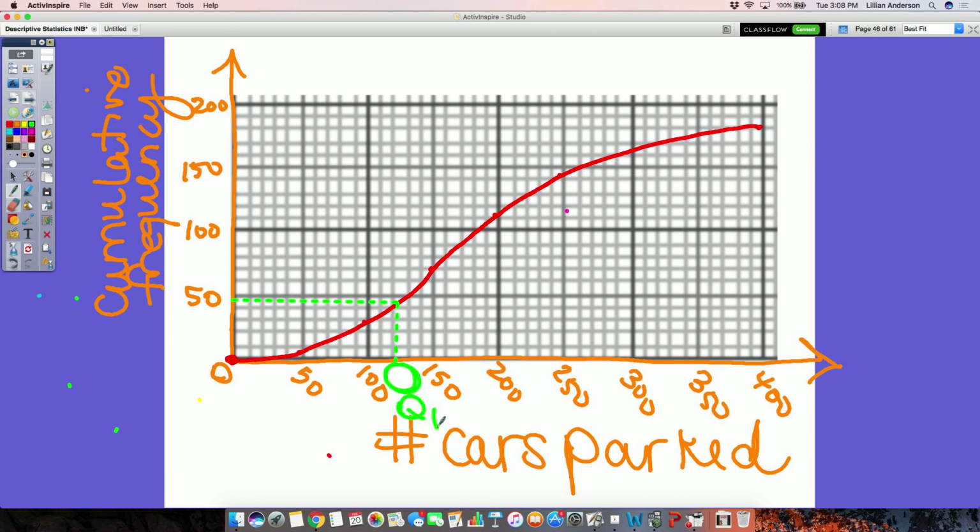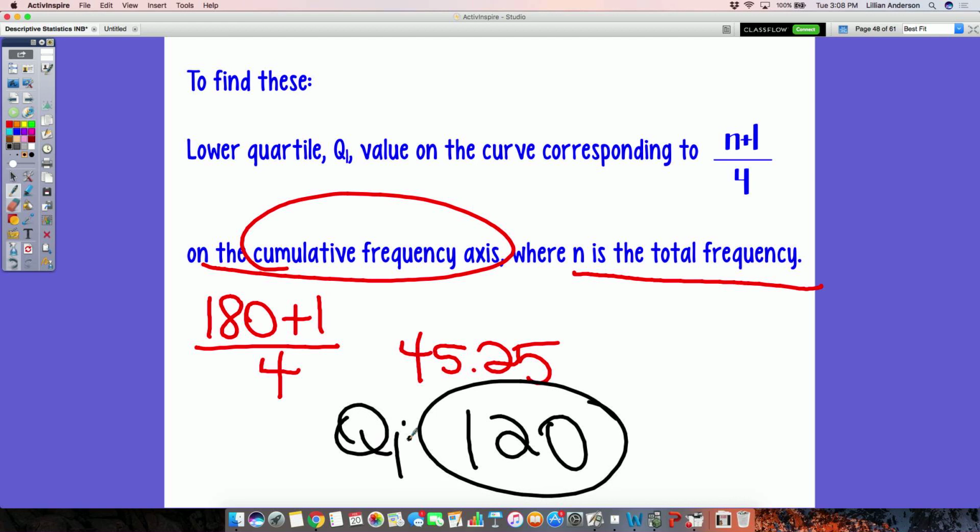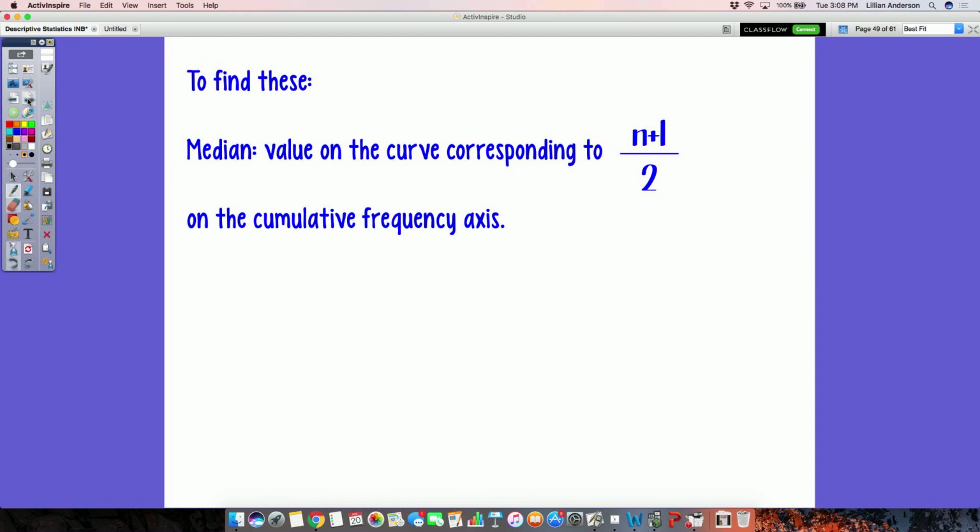If they give you a cumulative frequency curve, though, the window is going to be a lot smaller. I'm talking like give or take 1 or 2, maybe even 0.5, okay? So make sure our curves are drawn kind of nicely. So my Q1, again, it's not 45.25. It was the 120, the value on the x-axis. Does everybody understand that? Okay. The median. The formula is n plus 1 divided by 2. The median doesn't have a symbol or notation like the lower quartile does. So it literally is just the median, or MED. Okay?